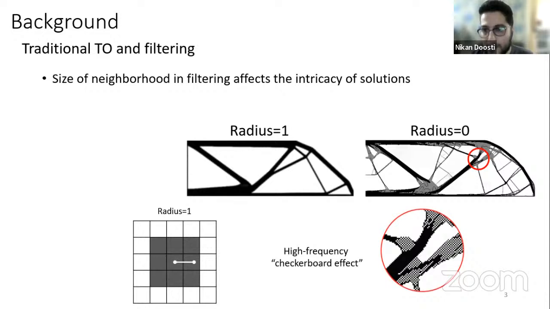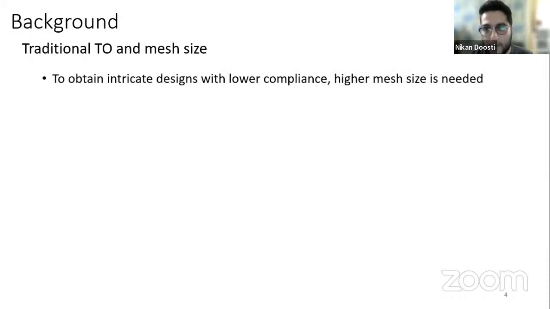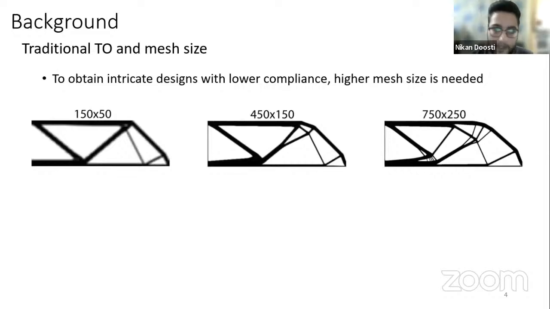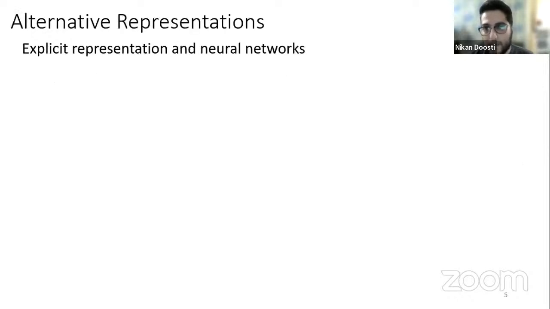On the other hand, increasing the radius of a smoothing filter can over-smooth the designs and increase compliance, which is not desired. To obtain more intricate designs that have lower compliance as our objective function, we need to use larger meshes if we use fixed filtering. The main issue here is that by increasing the mesh size, it heavily increases the computational cost of solving the problem. And by more intricate, we usually mean more holes and more branches in the design. There are different methods of approaching this topic, of which explicit representation is closest to our line of work.